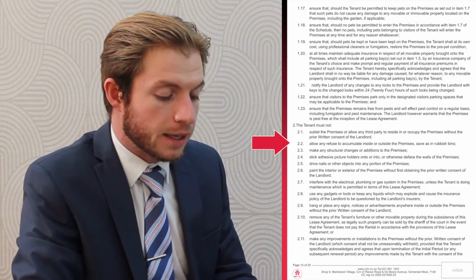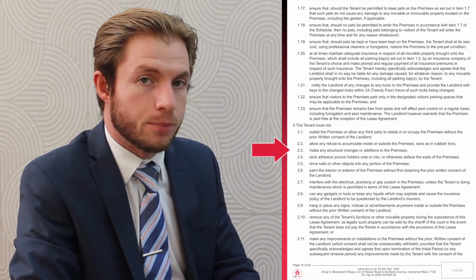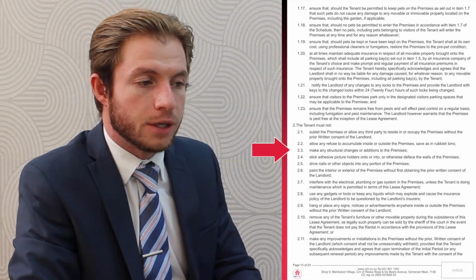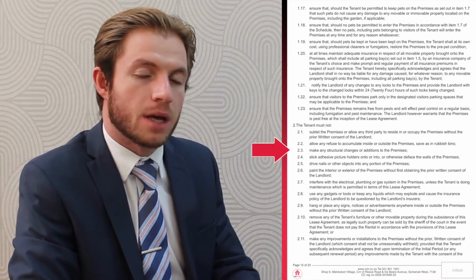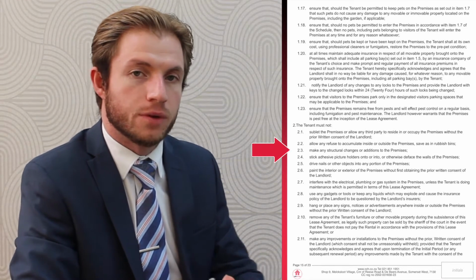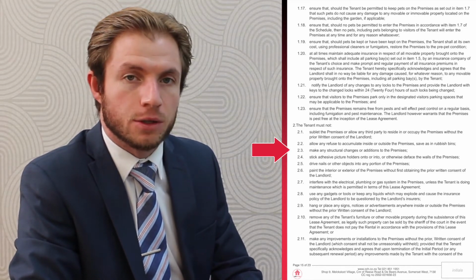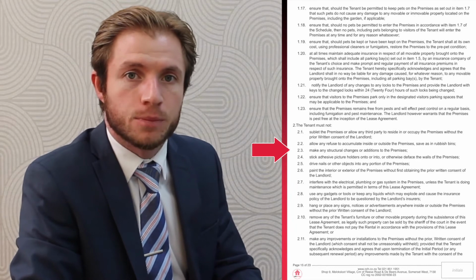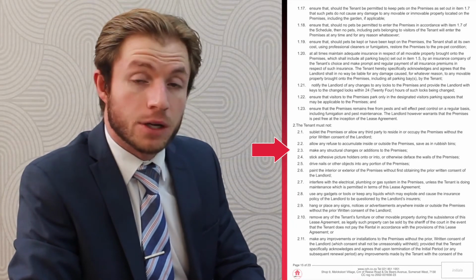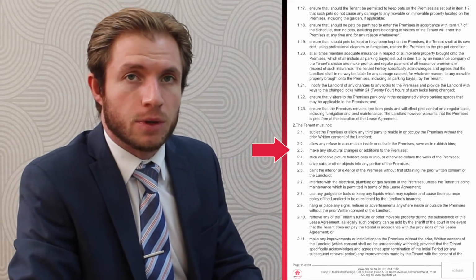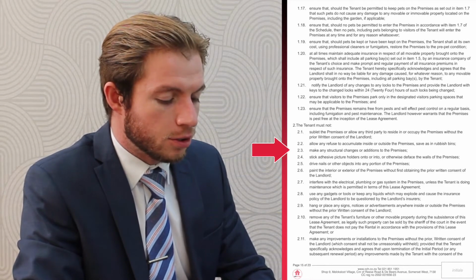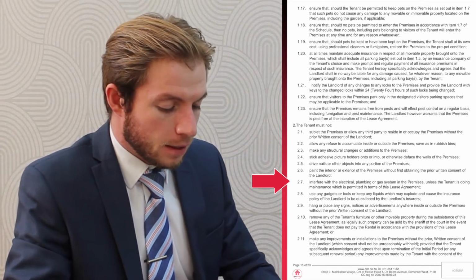And then also make any structural changes or additions to the premises. Remember, if you are going to add additions to the property without the landlord's consent or some sort of agreement, you can't be reimbursed for any costs that you incurred because you didn't have the landlord's approval to do that. So make sure that you discuss with your landlord if you intend to repaint the whole property at your own costs. And also important, you must not interfere with the electrical, plumbing or gas system.